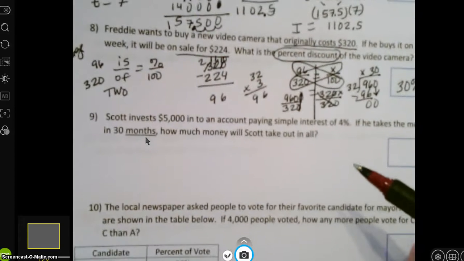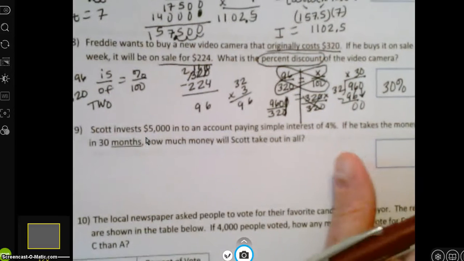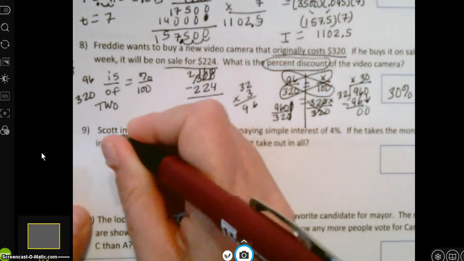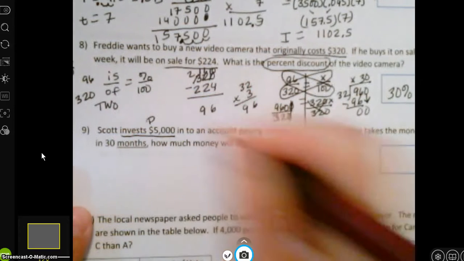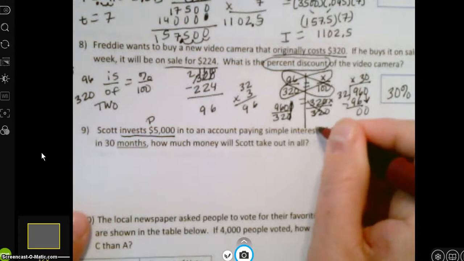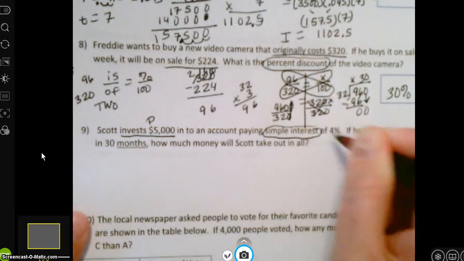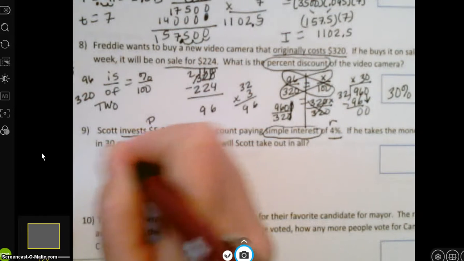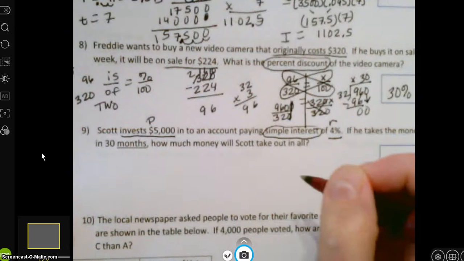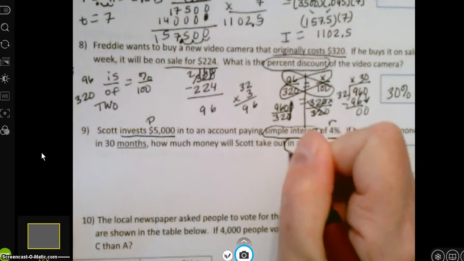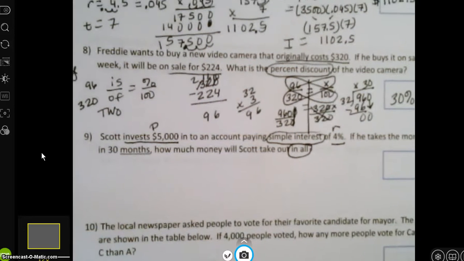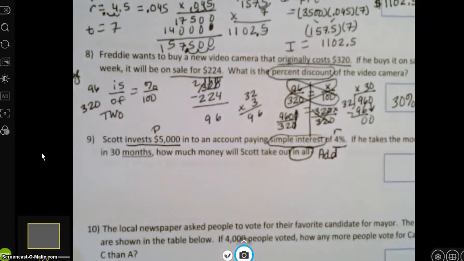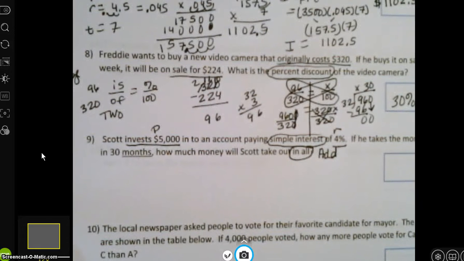Okay, so on the next one it says Scott invests $5,000. Remember, that's my trigger word for principal, into an account paying simple interest at a rate of 4%. If he takes the money out in 30 months, notice how I have months underlined, how much money will he take out in all? Whenever we said in all, I said make sure you write the word add. That is my word for add. That's my last step on this.